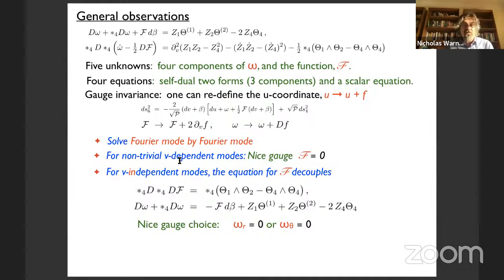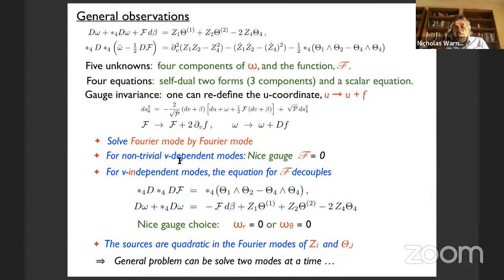So just solve Fourier mode by Fourier mode and make nice gauge choices. The next really important issue is to look at the structure of the sources. The important point is that the right-hand sides are all quadratic in the source data. And so since you have linear Fourier modes in, say, Z4 and theta 4, the worst you ever get is a product of Fourier modes.